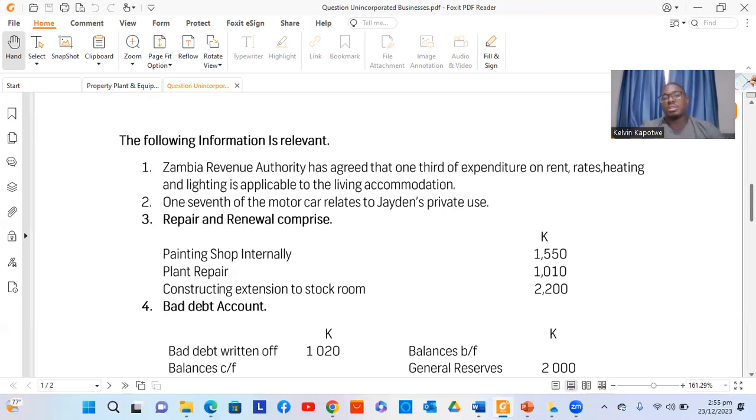Constructing extension to stockroom. So this is a construction work that was done to the stockroom. So they are making an extension. That is a capital expenditure and as such, it is not deductible, meaning we are going to disallow it. When we disallow, we are going to add it back to the accounting profits. Then let's go and look at the bad debts.